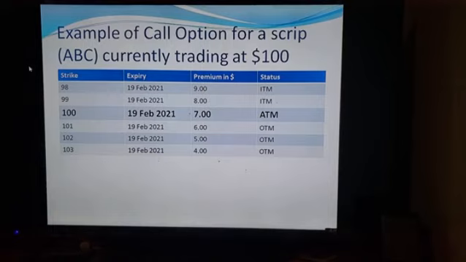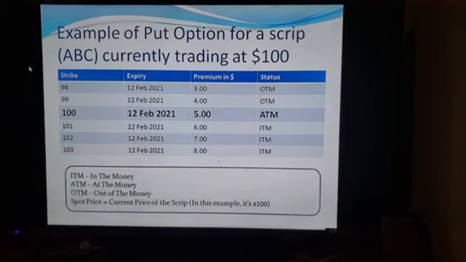In USA, the options of stocks expire on Fridays. So all the Fridays, if the Friday is a holiday, it will be adjusted to Thursday. Now this is an example of put options. Here, out of the money means you are bearish. First of all, with the put option, you are bearish. You think that the price of the stock will go down.